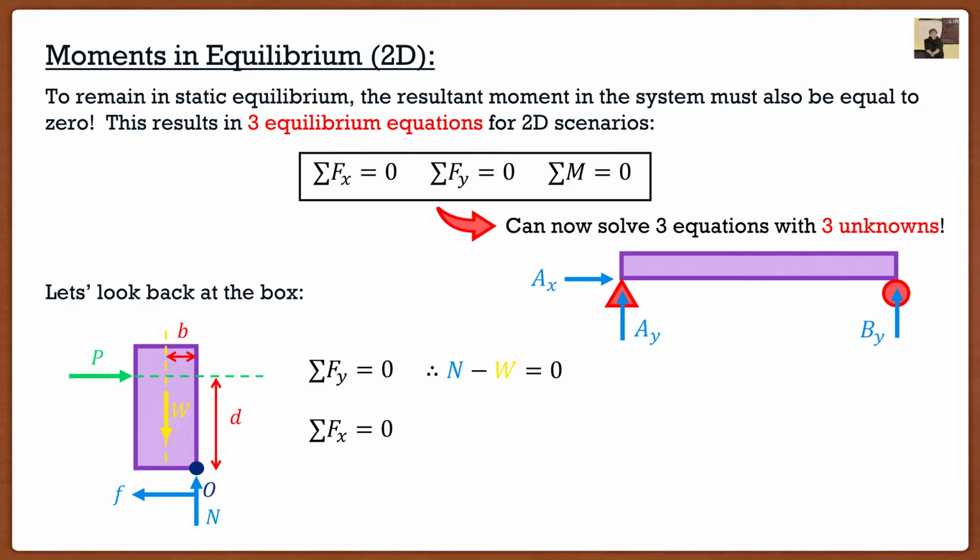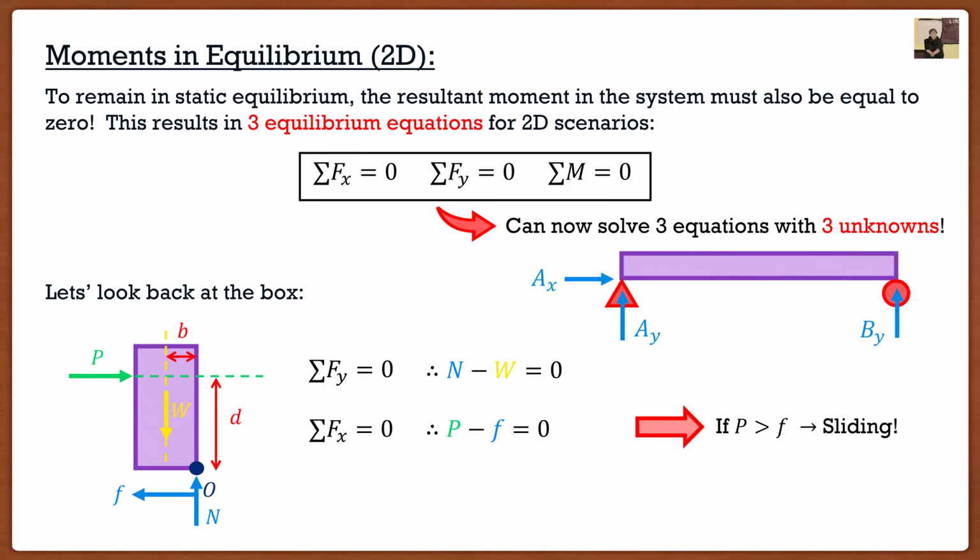The second one is going to be the summation of forces in the x direction. As we can see, we have two forces. We have an applied force P, which is going to the right, so it's positive, and we have a frictional force, which is going to the left, so it's negative. So if we were to arrange this, we have P is equal to F. Now, we can actually say that if P is greater than F, we actually have sliding.